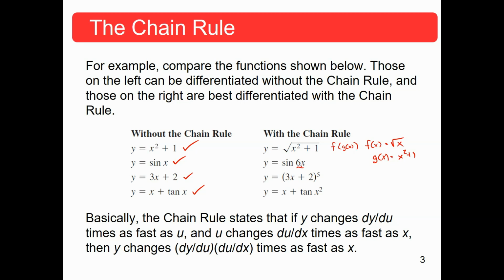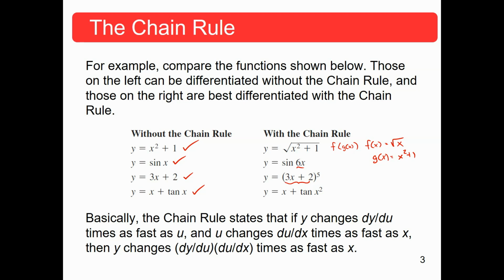Same thing here. 6x is inside the sine function. Here, 3x plus 2 is inside of x to the 5th, right? We've got x plus tan x squared. The x is fine, but here we've got tan x squared. We've got a function inside of a trig function.